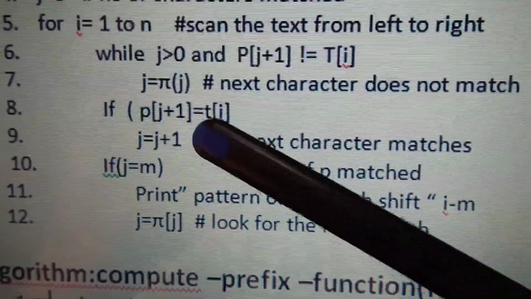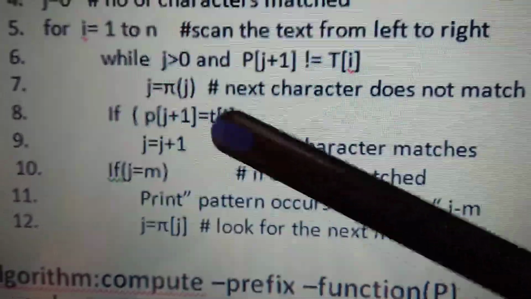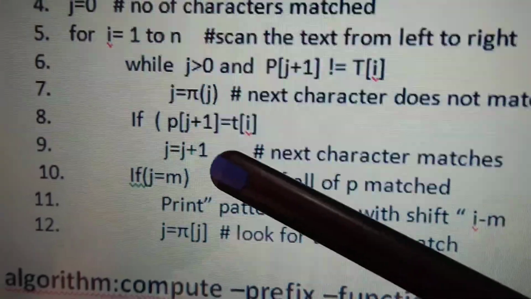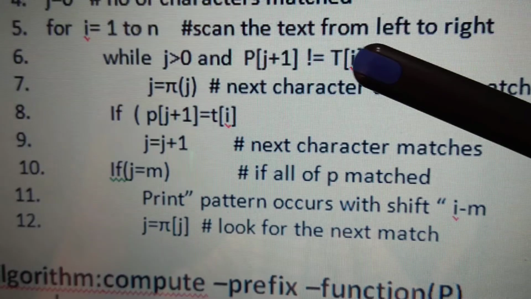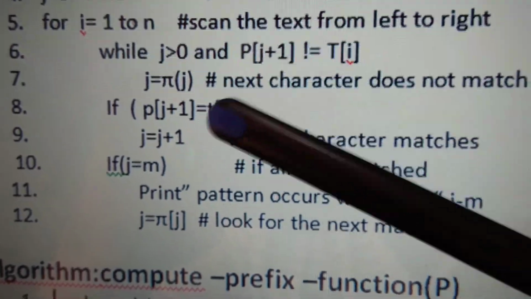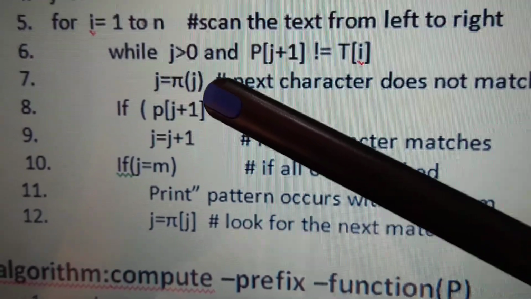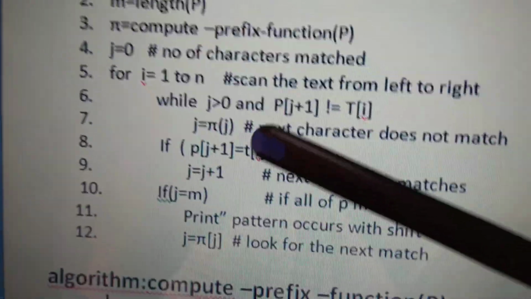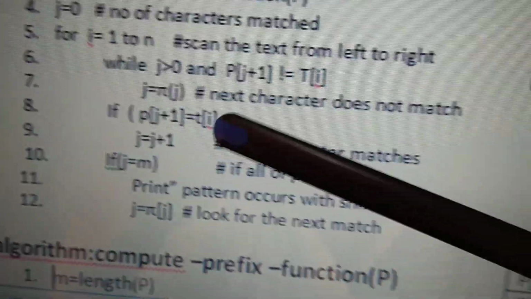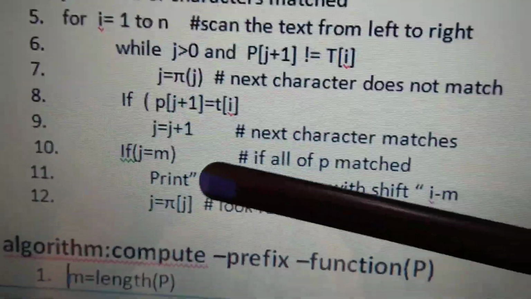If the pattern character is matched with the text character, we just increment the j index. If the pattern character is not matched with the text character, at that time we move the j value to the pi value of that character. These are the two steps. After the comparison is over for all the characters, we see whether a match is found or not.